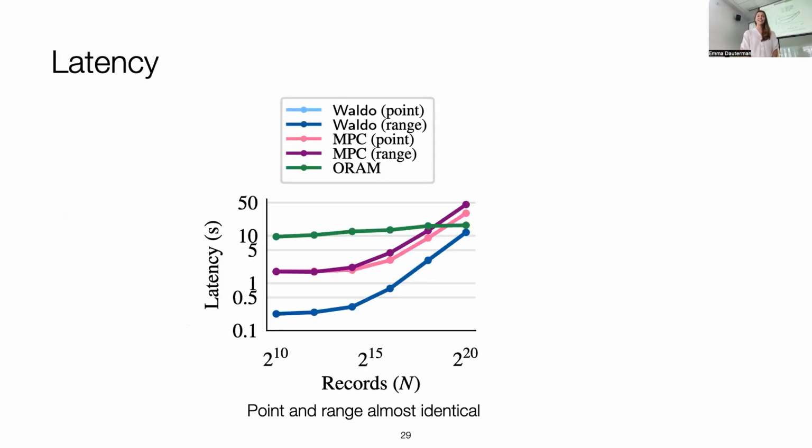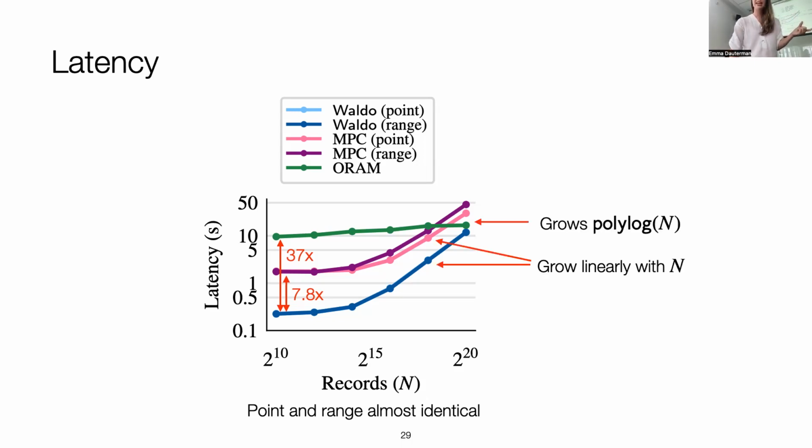Okay, so here we're looking at latency from around 1,000 records to around 1 million. For our solution, point and range perform almost identically. So they look like almost one line. And we can see for around 1,000 records, there's about an 8x difference between us and the MPC baseline, and around a 37x difference between us and the ORAM baseline. And then over time, the performance for both us and MPC is going to grow linearly with n, whereas the ORAM baseline is growing polylogarithmically. So this gap is starting to close.